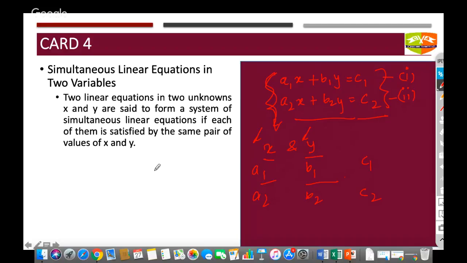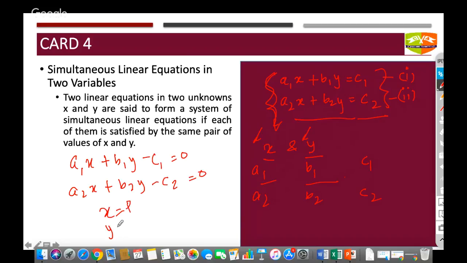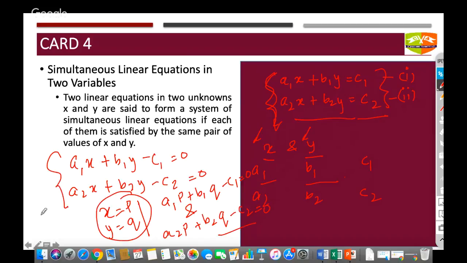It becomes a simultaneous equation when you have the same value of x and y. So if I write it in the previous format, a1x plus b1y minus c1 is equal to 0, and a2x plus b2y minus c2 is equal to 0, and I take one value x is equal to p and y is equal to q, such that a1p plus b1q minus c1 is also 0, and a2p plus b2q minus c2 is also equal to 0. In that scenario, these two equations become simultaneous linear equations. That is how it has to be understood.